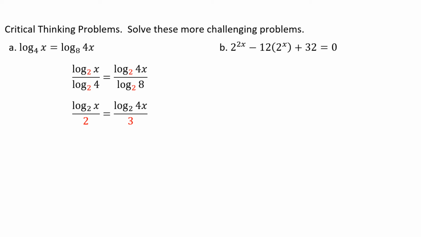Now, just some old-fashioned: when we have equal fractions, we can cross multiply, and we have 3 times the log base 2 of x equals 2 times the log base 2 of 4x. And more recently, we know that the power rule says that those coefficients of 3 and 2 can go up as exponents. So it's the log base 2 of x cubed equals the log base 2 of 4x all squared. If we simplify over on the right, 4x all squared is 16x squared.